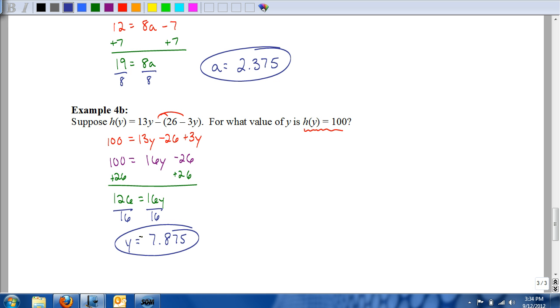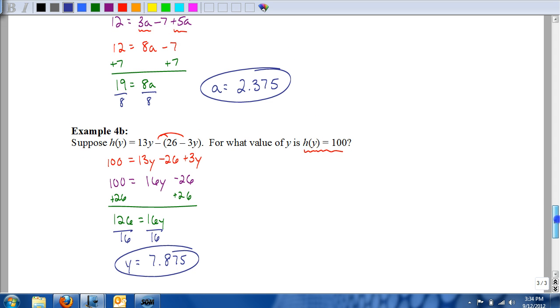So hopefully between these two videos you have a better understanding of how to solve some of these equations. Otherwise, good luck on your assignment.